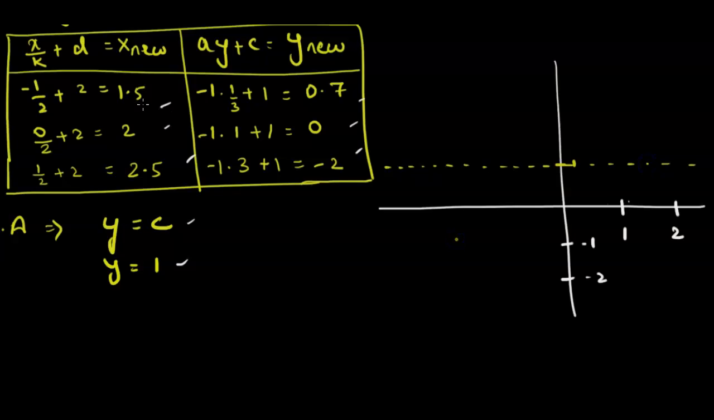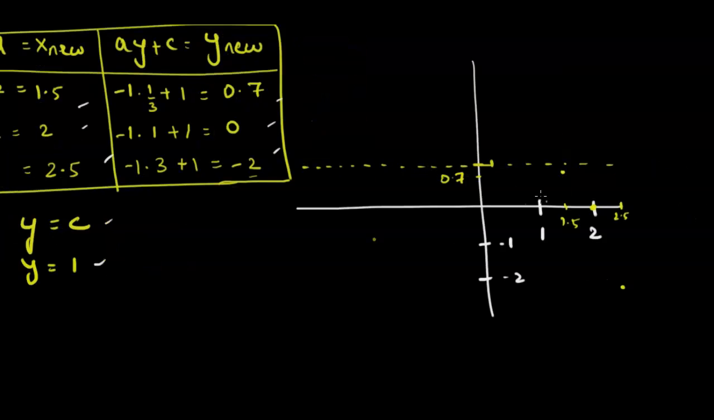Now we see when x is 1.5, 1.5 would be here, y is 0.7. So let's say 0.7 is somewhat here. So when x is 1.5, y is 0.7. When x is 2, y is 0, which is going to be here. And when x is 2.5, let's say this is 2.5, y is going to be -2. When we join these points, this is how the graph is going to look.